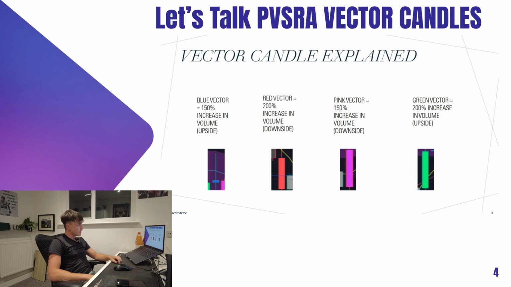Okay guys, so we can see here that we have a blue vector candle, and what that indicates to me is a 150% increase in volume to the upside. A red vector candle is a 200% increase in volume to the downside. A pink vector candle is a 150% increase in volume to the downside, and a green vector candle is a 200% increase in volume to the upside. Okay, so there's 2 candles for each direction. We have blue and green for upwards, and then we have red and pink for the downside.